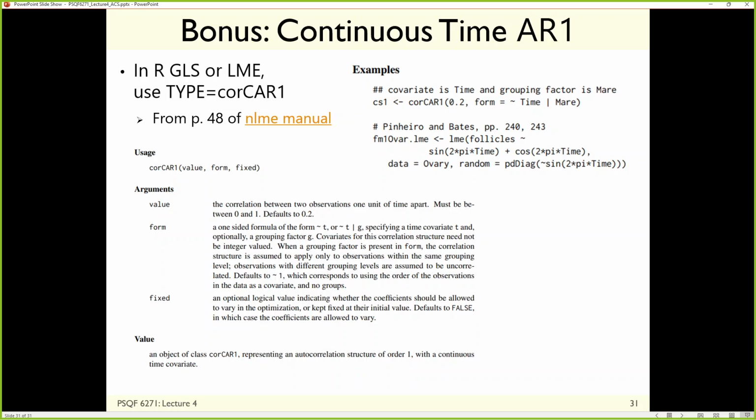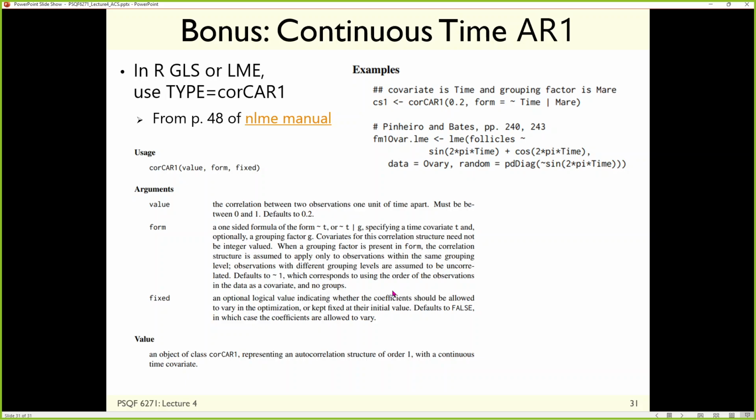It's theoretically possible to make it happen, but it is not very well explained. But here's the manual where I stole these things from. But the type is corCAR1. Under the NLME package, the functions gls or lme have that built in. So if you set it up this way, I believe you can have unbalanced time and unequal intervals.